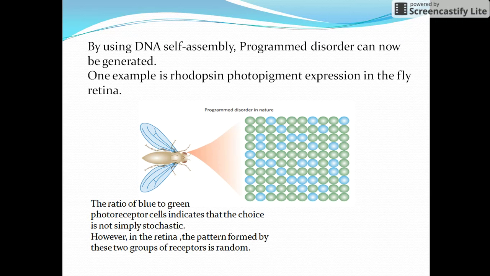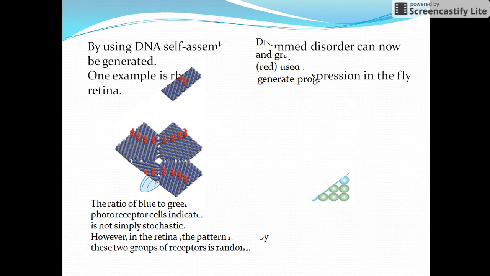Here is one example of rhodopsin photopigment expression in the fly retina. Here you can see that the green-sensitive receptors are 70% and blue-sensitive receptors are 30%. So this process is totally random. The ratio of blue to green in photoreceptor cells indicates that the choice is not simply stochastic. So these processes are totally random.